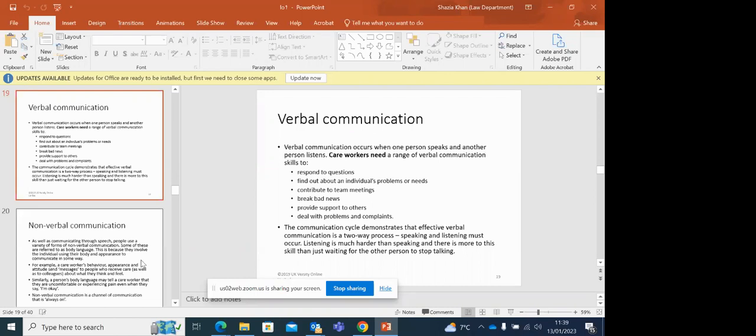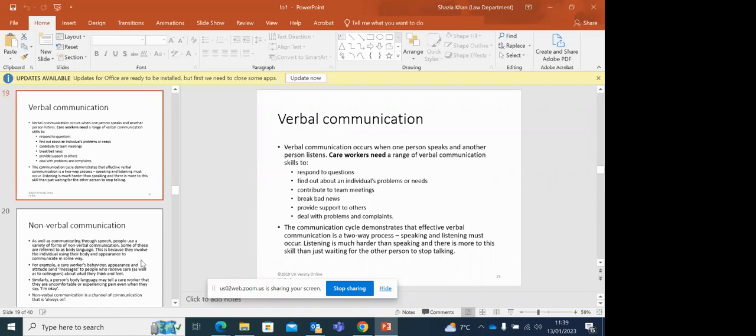So care workers need a range of verbal communication skills. To respond to questions, if you're asked any questions, you're able to respond back. Find out about individuals' problems or needs. So if you're looking at a patient, you need to know what medication they're on and what issues they're going through. Contribute to team meetings, for example about issues with patients. Breaking bad news, so sometimes telling family members. Provide support to others, and deal with problems and complaints efficiently.